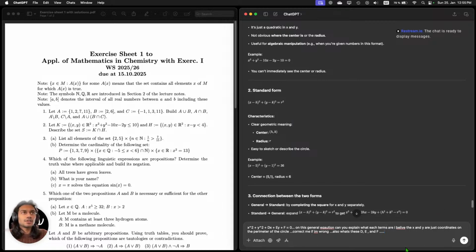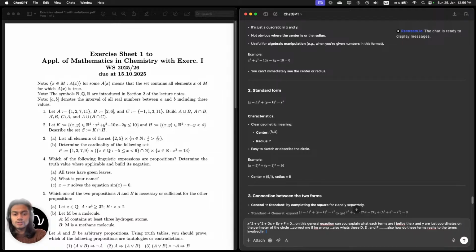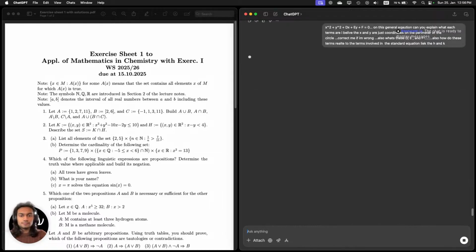I kind of understand the standard equation. Also, how do these terms relate to the terms involved in the standard equation, like the h and k?